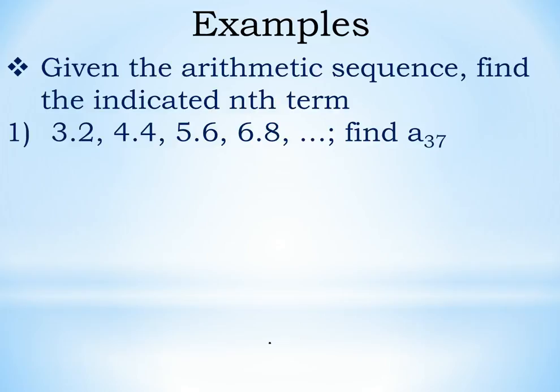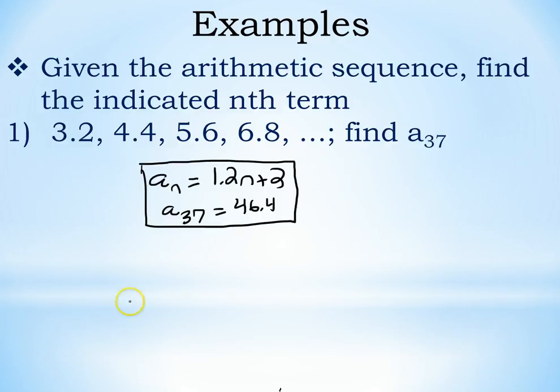Go ahead and take a look at this one again. Given that arithmetic sequence, find your 37th value for that sequence. So pause the video while you work that one out. Alright, the equation you should have found by working this out is a_n equals 1.2n plus 2. And when you plug in 37 for n, because we're looking for the 37th term, you should find your 37th term to be 46.4.